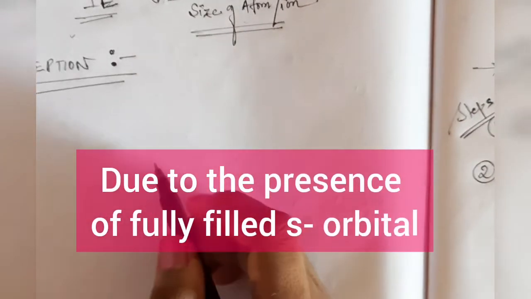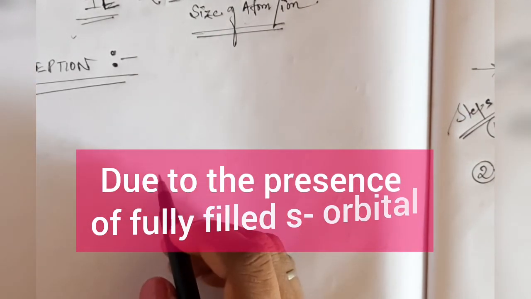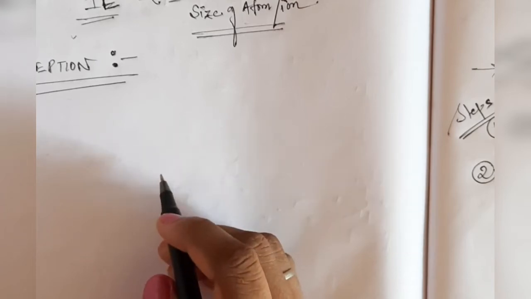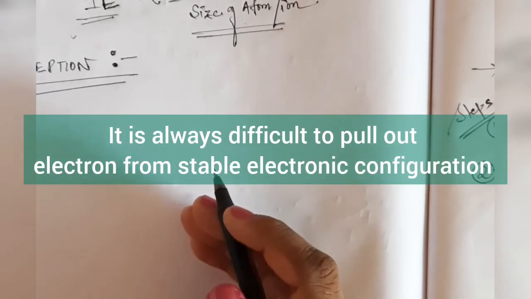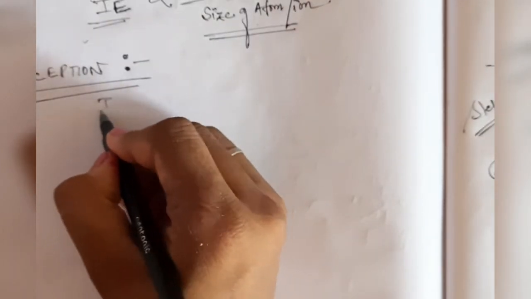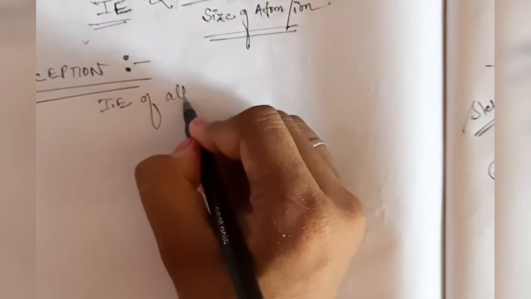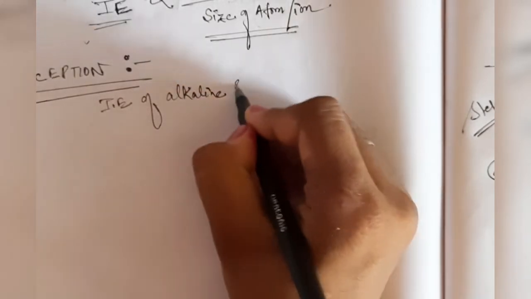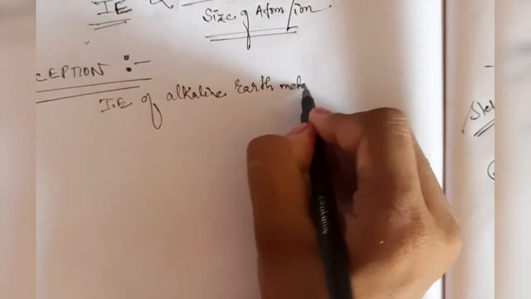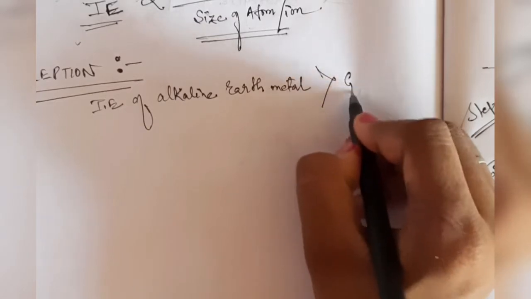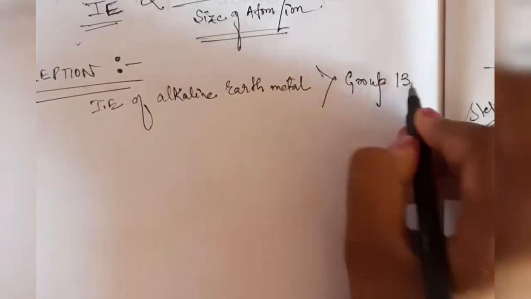Why? It is due to the presence of a fully filled s orbital in the case of group 2 elements. Their outermost electronic configuration is ns2. It is always difficult to pull out an electron from a stable electronic configuration. So the ionization energy of alkaline earth metals is always greater than that of group 13 elements.